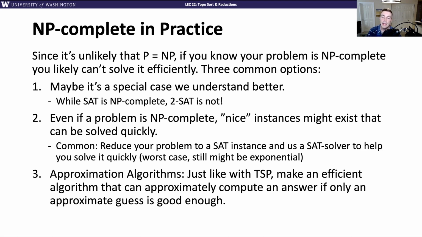Now, the last kind of strategy is what we talked about on Friday. There's a lot of research going into, okay, I'm pretty sure P is not equal to NP. So what can we do about this? We can approximate answers. So can I write an efficient algorithm that approximately computes the answer to this problem, which is what we talked about on Friday with the traveling salesperson problem.